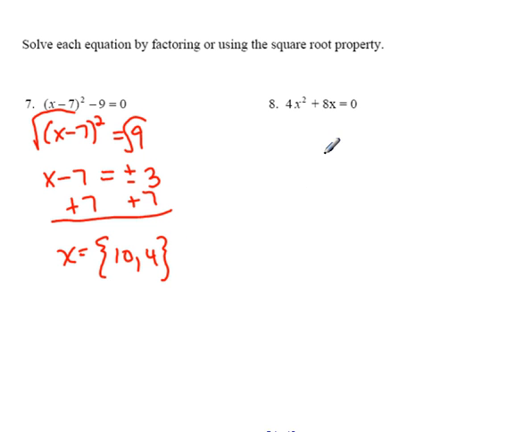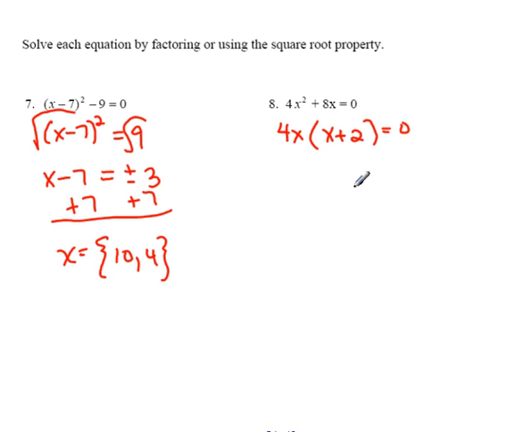Okay, problem number 8. This one seems like it would be easier to solve by factoring. You can't use the square root property because we have this linear term. You'll notice back in 5, 6, and 7 we did not have an x to the first power term that wasn't in a quantity squared. So here, let's take out the GCF of 4x. That leaves x plus 2.